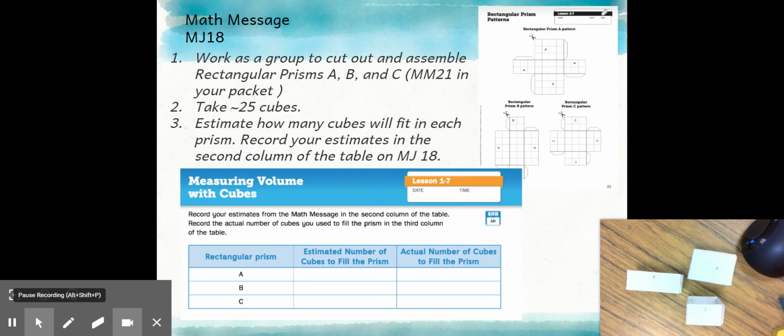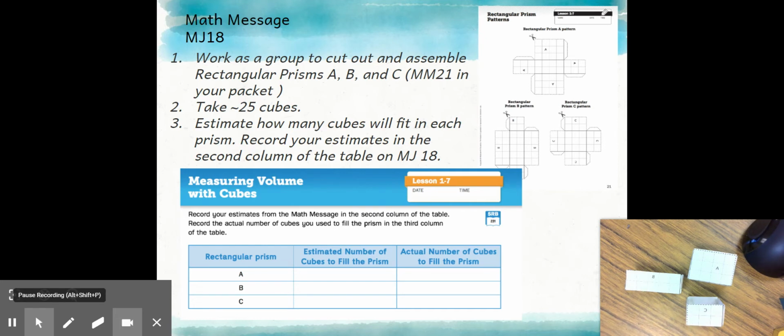And you will see on your math journal that it says, record your estimates from the math message in the second column on the table. Record the actual number of cubes you used to fill the prism in the third column of the table. So what you're supposed to do is estimate how many cubes will fit into each of these prisms.